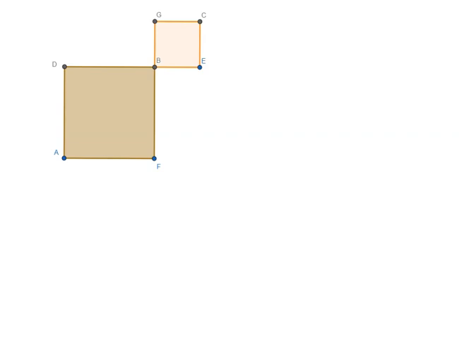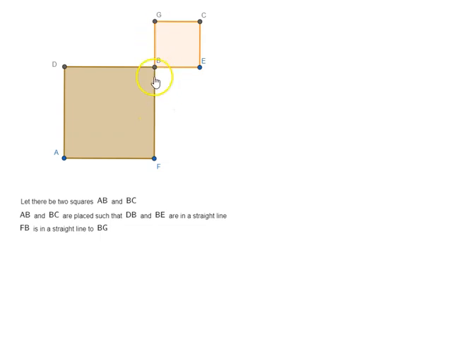We are given two squares, AB and BC, such that AB and BC are placed such that DB and BE are in a straight line. If they are in a straight line, that means FB will be in a straight line to BG. And now we complete the parallelogram AC, the complete one. So we have to complete this rectangle and we have to complete this rectangle.